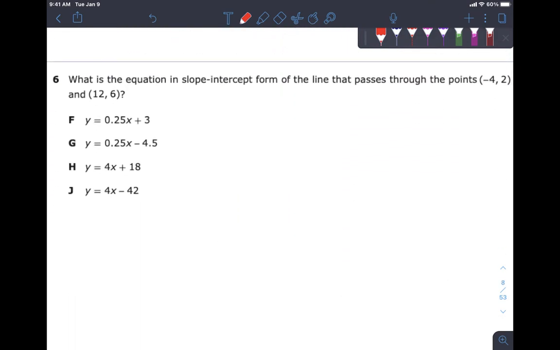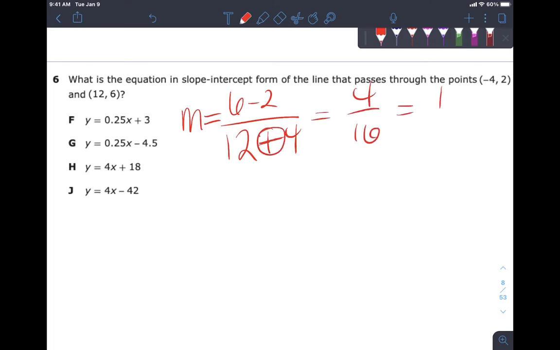What is the equation in slope-intercept form of the line that passes through these points? All right, so I can run a regression, get the equation super quick. I'm going to go ahead and do it by hand just to make sure I don't get rusty. So first thing, I'm going to calculate that slope. 6 minus 2, all divided by 12 minus negative 4. My slope is 1 over 4.